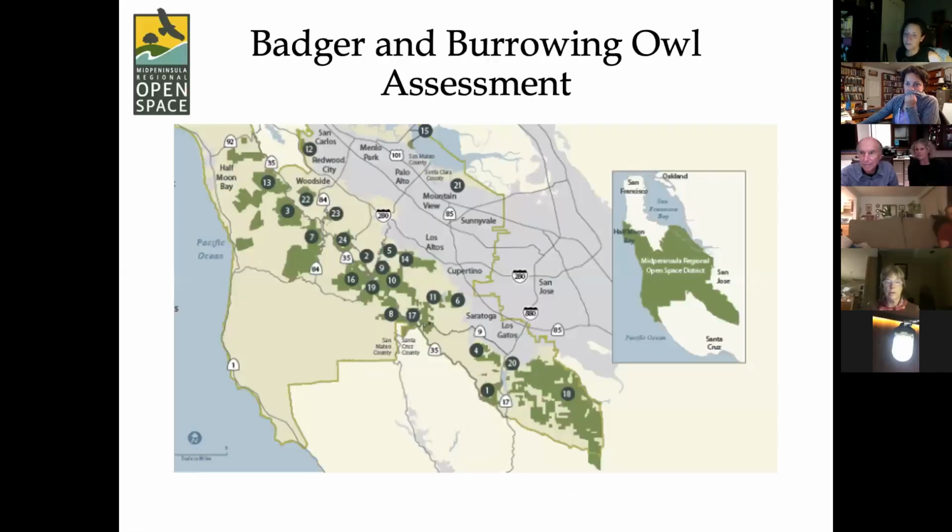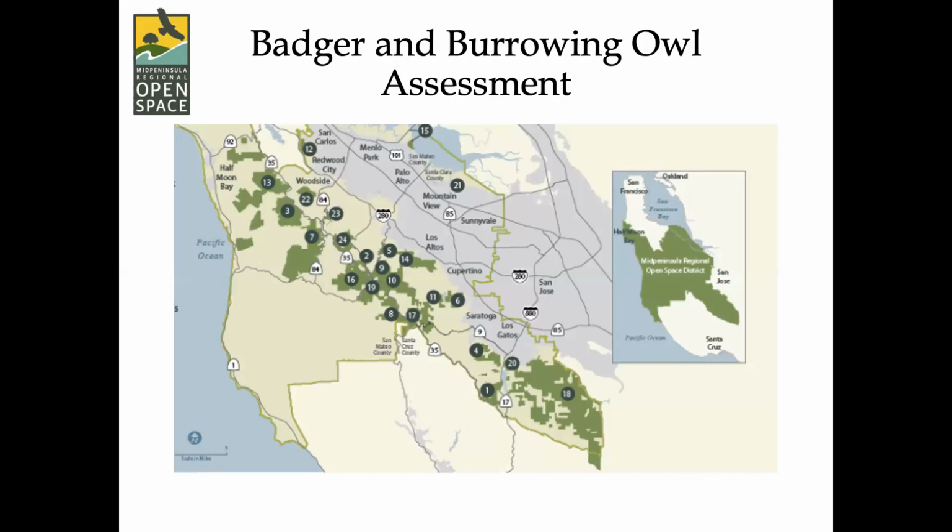So that brings me to current work with the Mid-Peninsula Regional Open Space District based in Palo Alto. Back in the fall of 2018, the Mid-Pen Regional Open Space District released an RFP for evaluating badgers and burrowing owls on their properties. This is on the San Francisco Peninsula here. They cover this whole area, and all these darker green spots are their open space preserves.